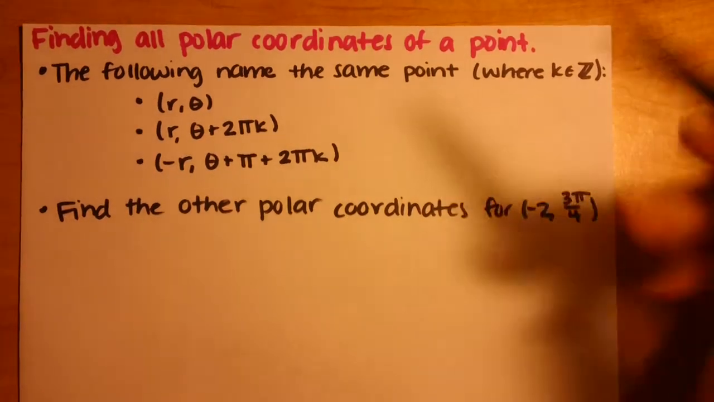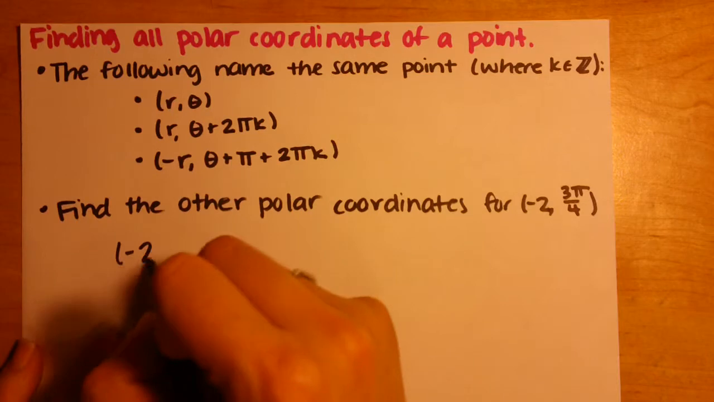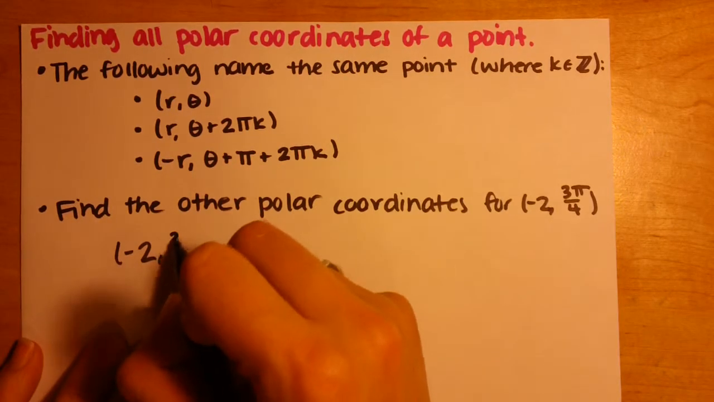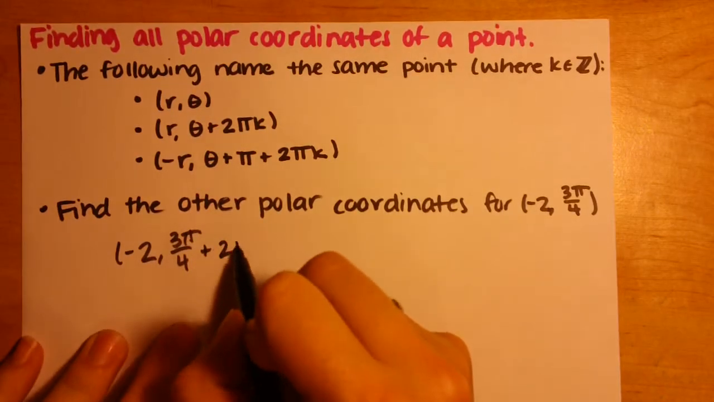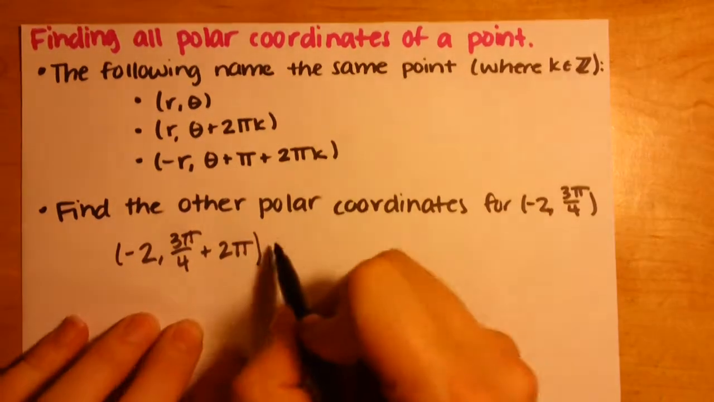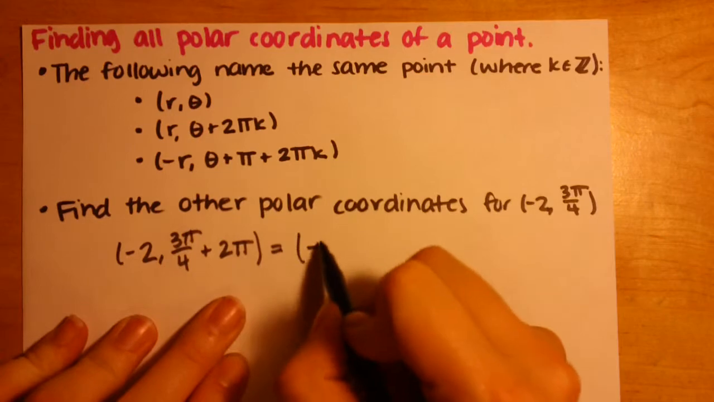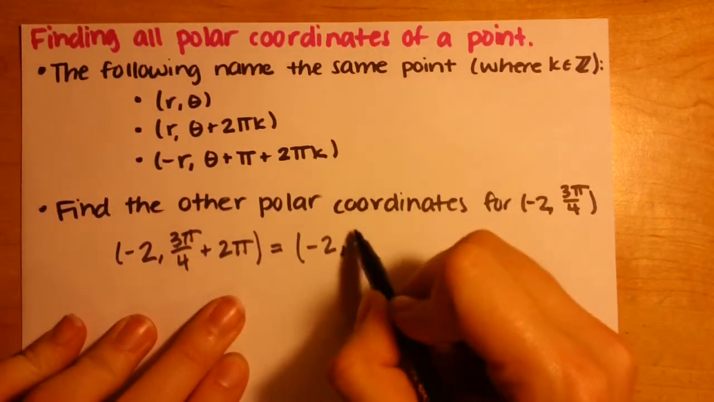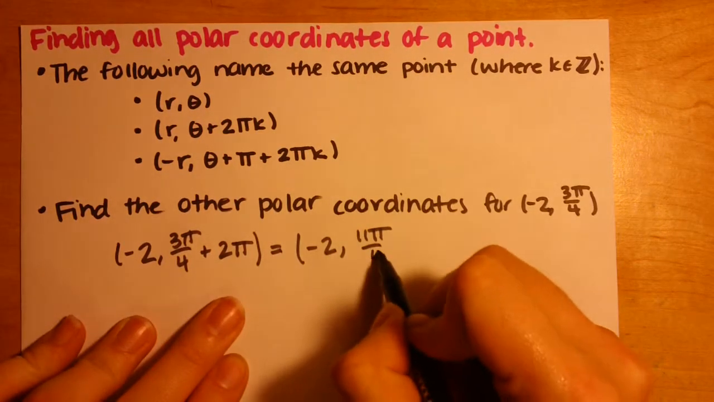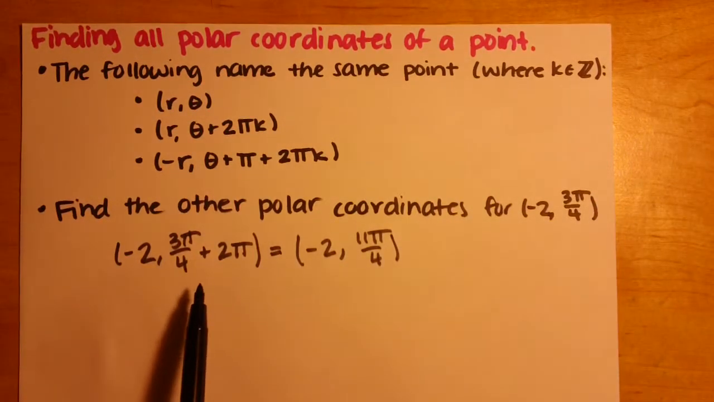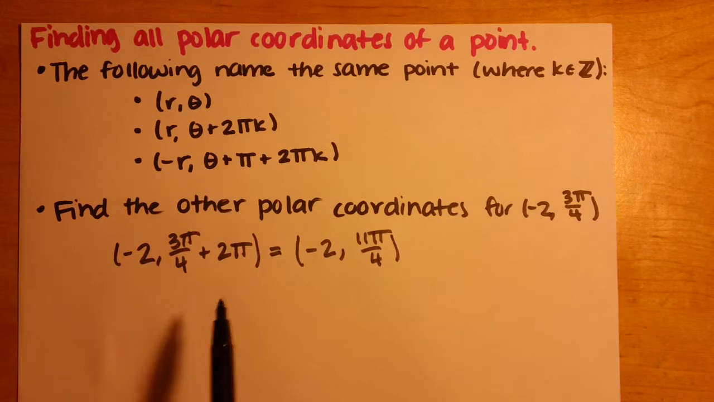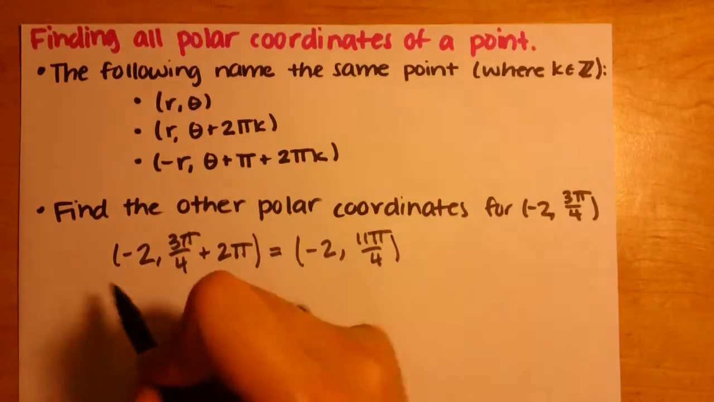Okay, so to find the other polar coordinates for (-2, 3 pi over 4), first we have (-2, 3 pi over 4), and we can add plus 2 pi. That'll give us (-2, 11 pi over 4). Now you can take any multiple of 2 pi and add it, and you'll end up with a polar coordinate that is the same point.